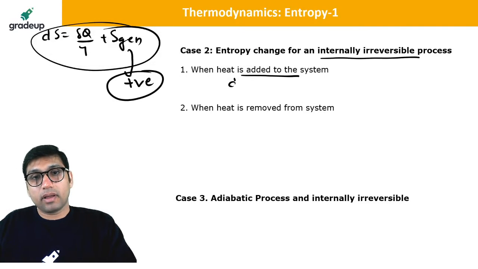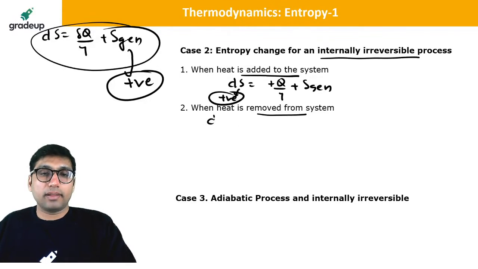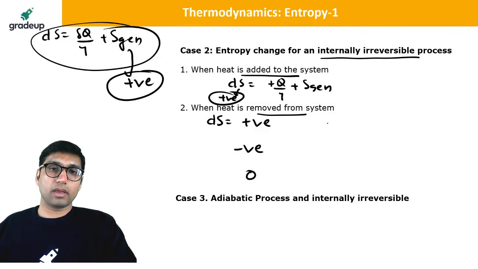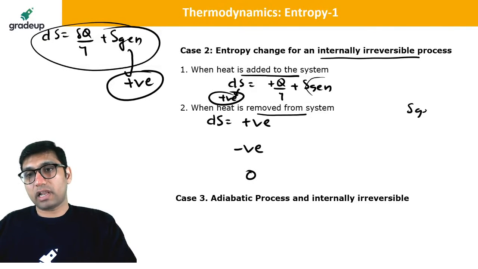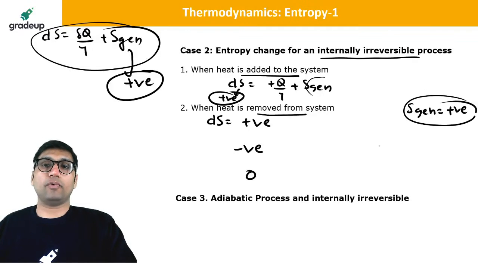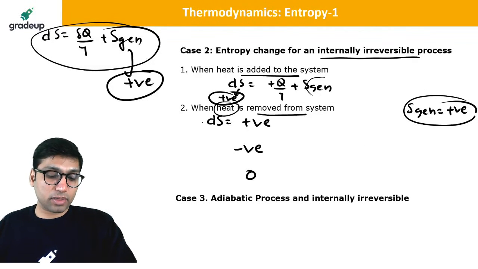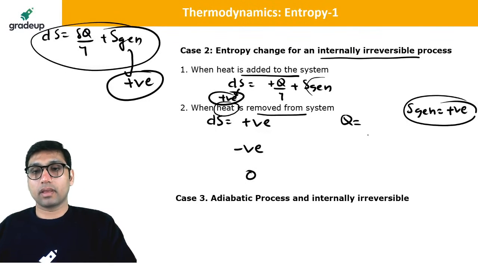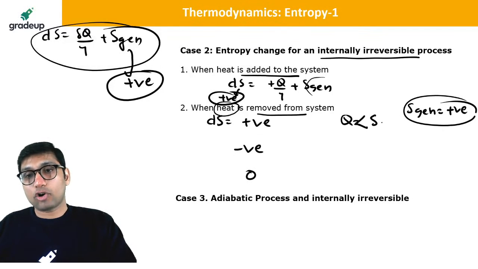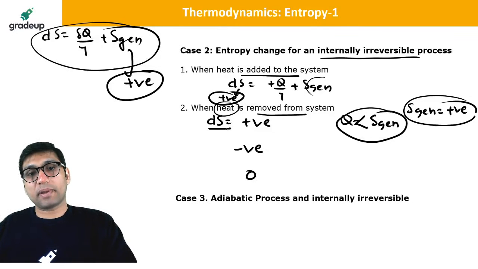So if heat is added to the system, the entropy change will be positive Q by T plus entropy generation, so it will always be a positive quantity. If heat is removed from the system, then the entropy change can be positive, negative, or 0. Why and how? Because entropy generation is always a positive quantity. We don't know what this positive value is, and also we don't know the amount of heat removed from the system. If the heat removed from the system is less than the entropy generation value, then the entropy change will be positive. If the heat removed is greater than the entropy generation value, then the entropy change will be negative.